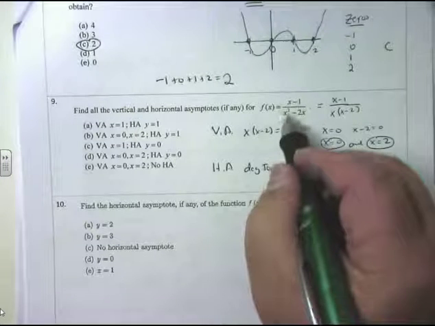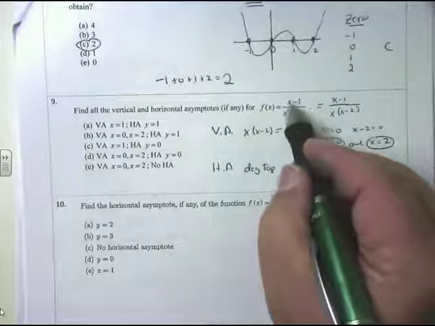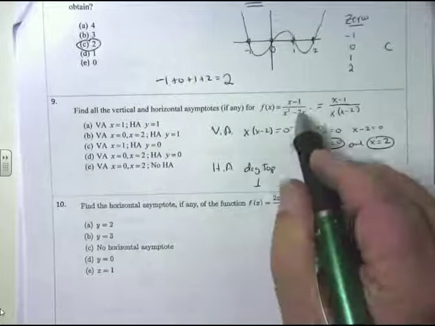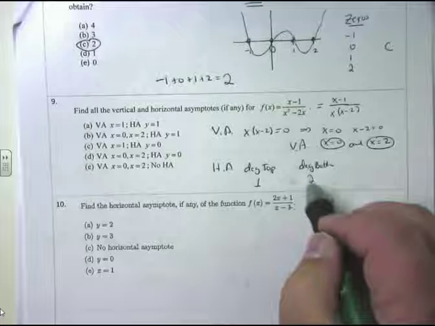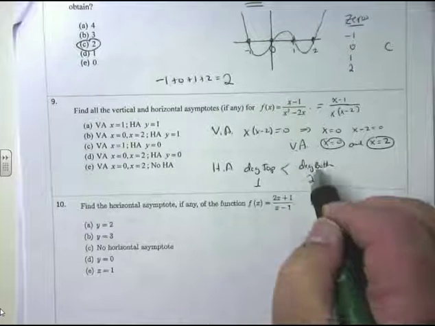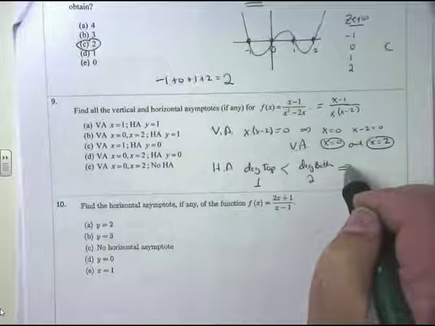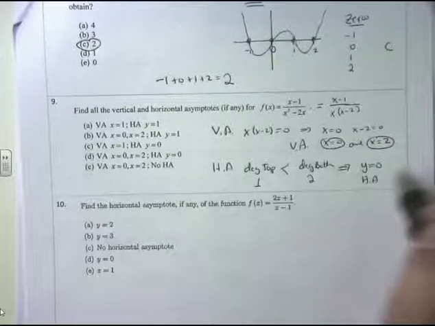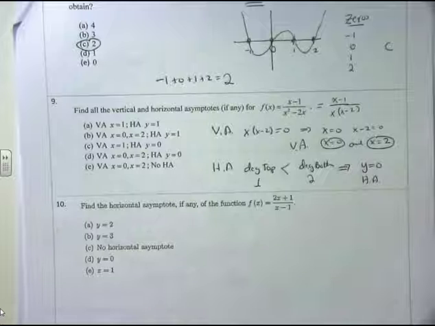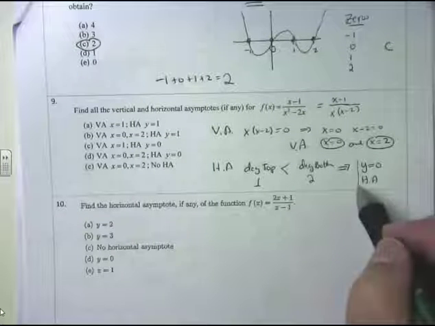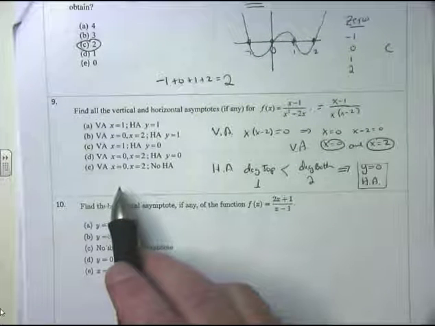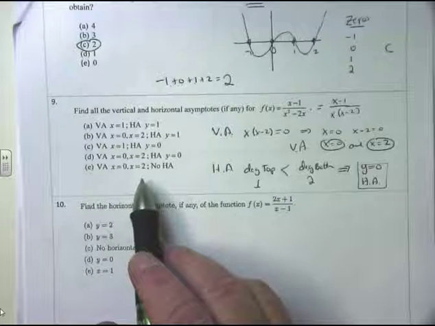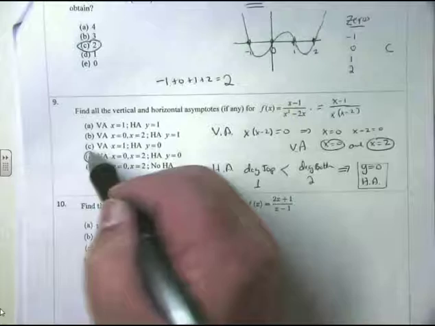On this particular problem, we'll go back to the original function. The degree of the numerator is 1. The degree of the denominator is 2. The degree of the top is less than the degree of the bottom. According to our theorem, y equals 0 is the horizontal asymptote. So I've got vertical asymptotes x equals 0 and x equals 2, and the horizontal asymptote is y equals 0, which makes D the answer.